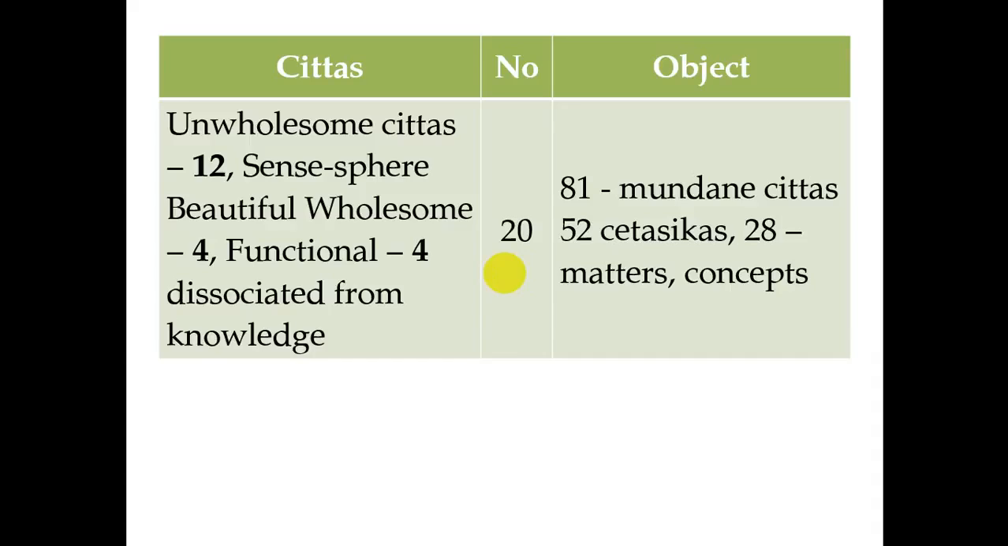These 21 chaitas will take only objects of the mundane. Among the mundane, sublime chaitas as well, right? Mundane and sublime chaitas as well. Sublime including jhana, right? 81 mundane chaitas, and then 52 chaitasikas, 28 matters, as well as a concept.